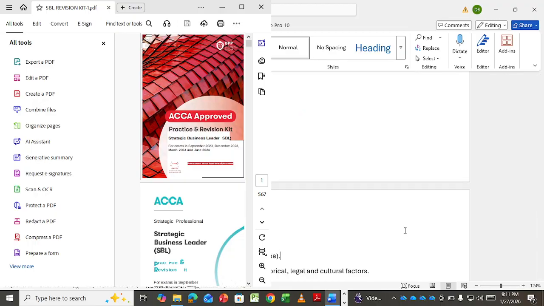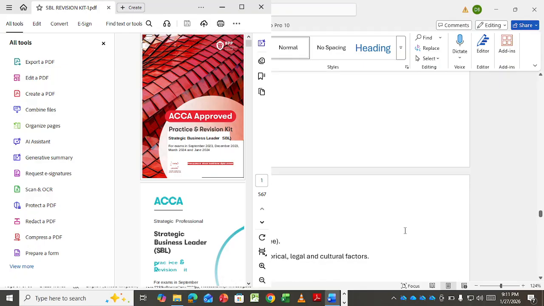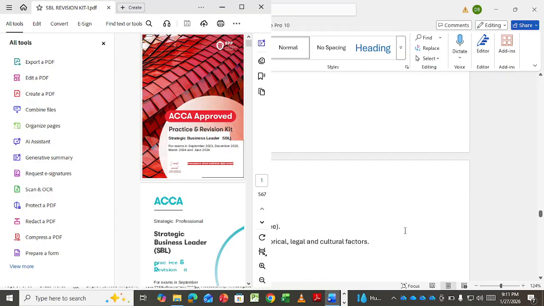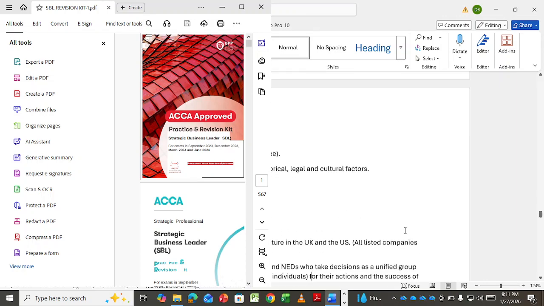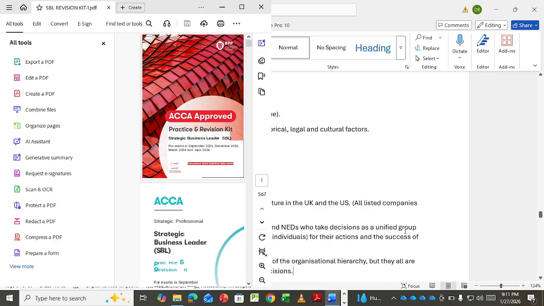Okay, so we have two main models of board structures. We have the unitary structure and we also have the tier structure. The unitary board structure, this is one of the most common board structures that are being used. It includes both the executive directors and the non-executive directors that make the decisions as a unified group, and they are legally responsible for the actions and the success of the company.